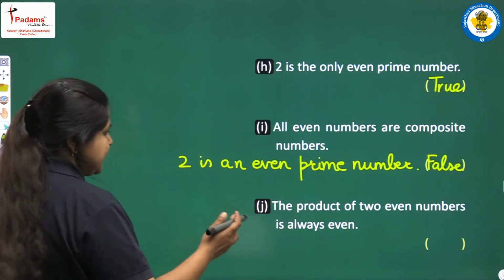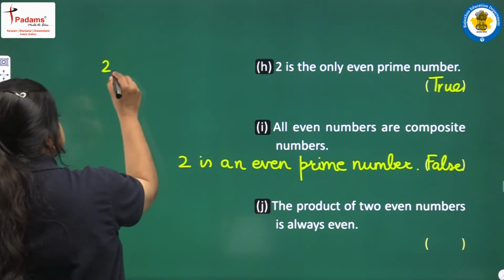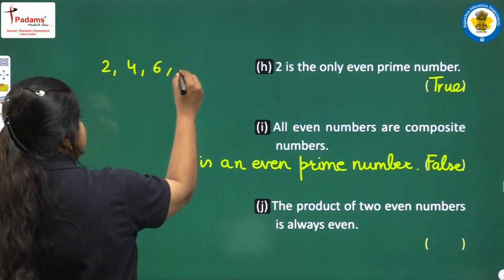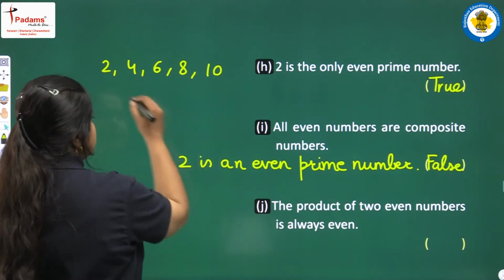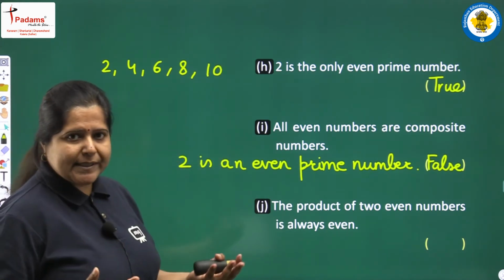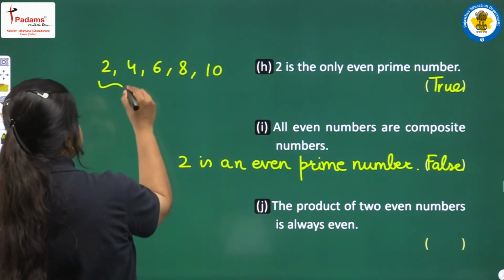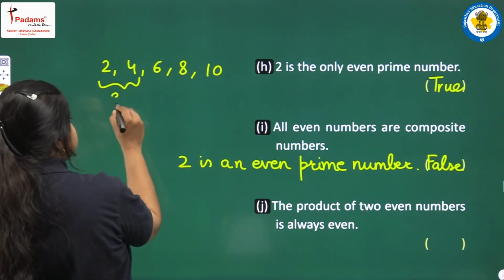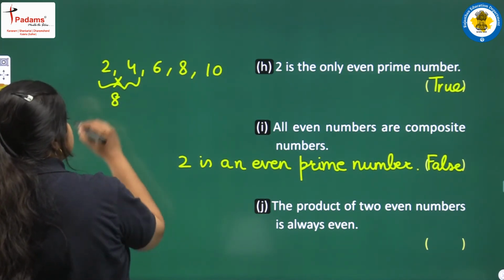The product of two even numbers is always even. Let us try to multiply any two even numbers. We know that the even numbers have these digits 2, 4, 6, 8 or 0 at ones place. If we multiply 2 and 4, what do we get? It's 8 on multiplication. It's even.